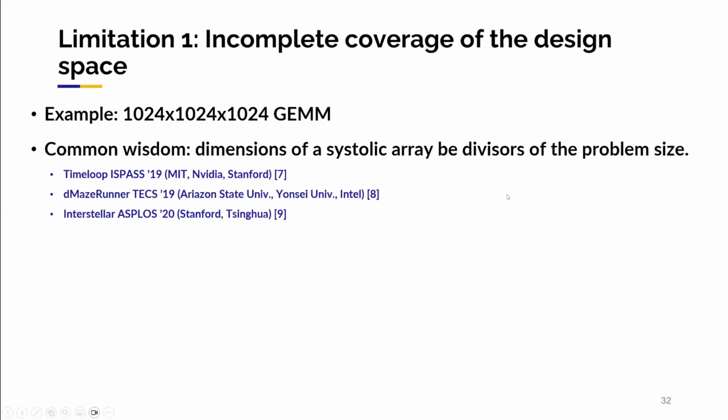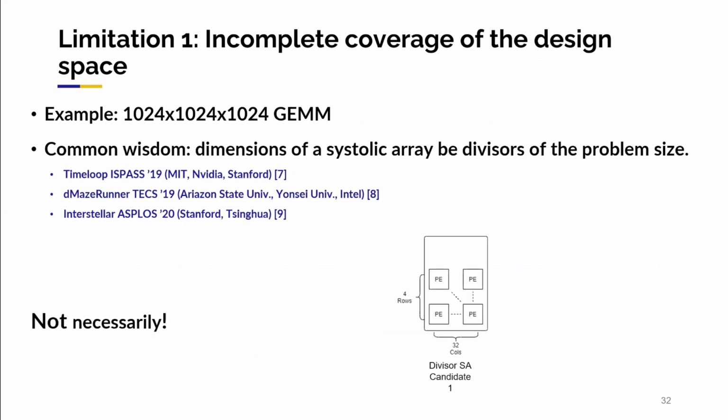Okay, let's take the 1024 matrix multiplication. Some prior works will just use the divisors of the problem size. This may not be a problem for ASIC designs or where the computation resources are not limited. But we found that this is not necessarily true. For example, for this problem size, the candidate we found is a 4 by 32 systolic array, and the next candidate would either double the number of rows or columns of this systolic array.